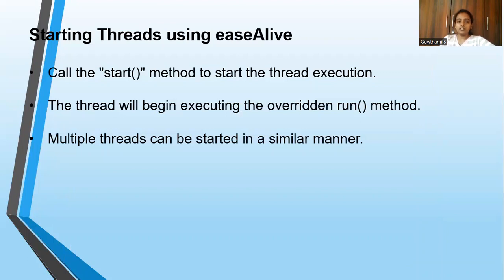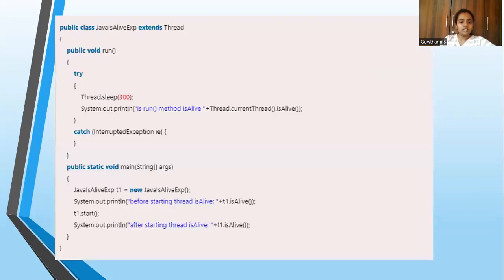To start a thread, call the start method to begin the thread execution. The thread will execute the overridden run method. Multiple threads can be started in a similar manner. We can actually see the start method being used here, where we use the start method to call a thread function, and then to check whether it is alive or not, we use the isAlive function.